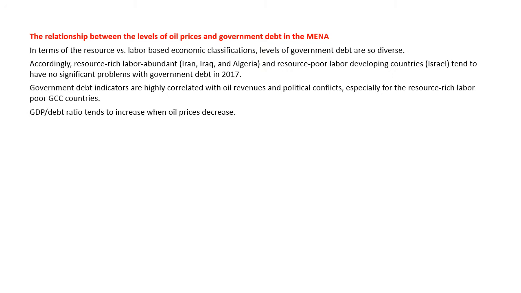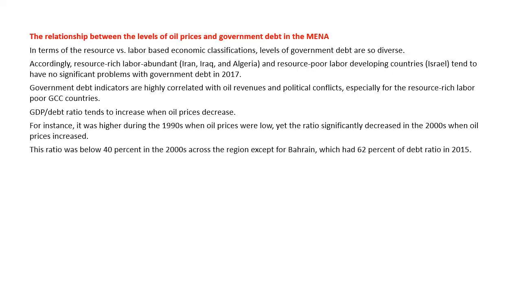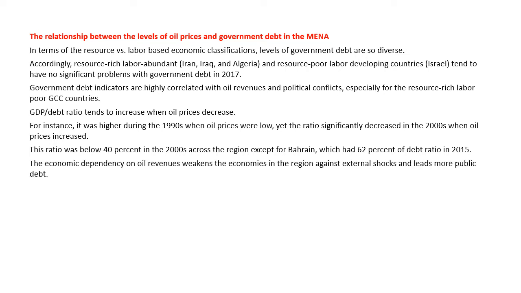GDP/debt ratio tends to increase when oil prices decrease. For instance, it was higher during the 1990s when oil prices were low, yet the ratio significantly decreased in the 2000s when oil prices increased. This ratio was below 40% in the 2000s across the region except for Bahrain, which had a 62% debt ratio in 2015.